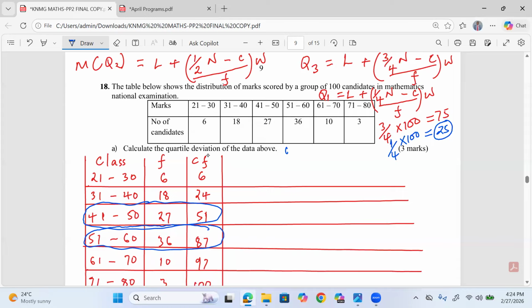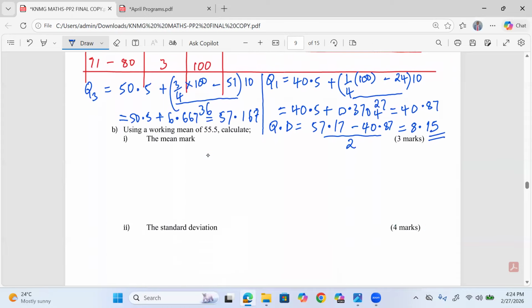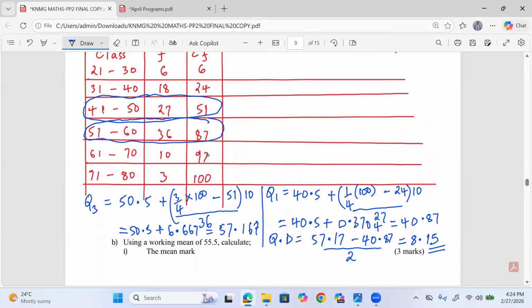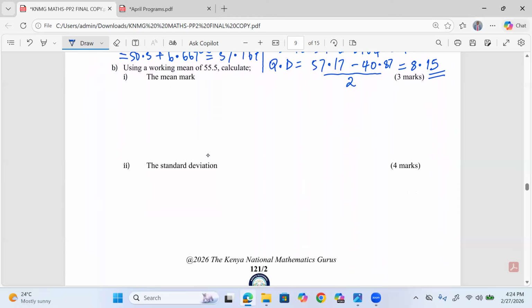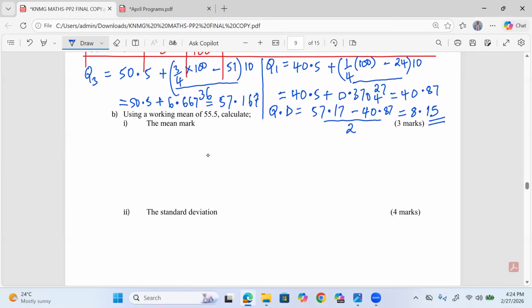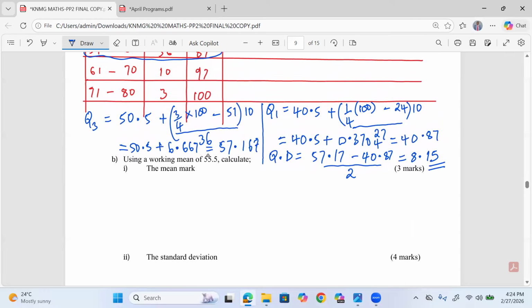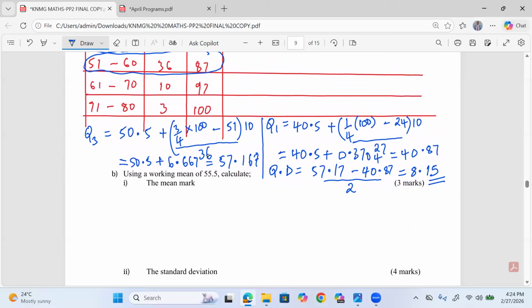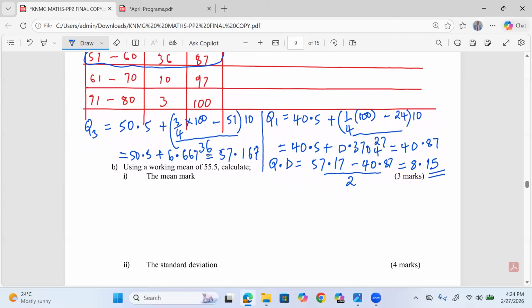We are now going to part B of this question. Yeah, you can see we have some space here. Part B, which is Roman 1 and 2. We're told to use a working mean. Working mean is also called assumed mean, capital A, of 55.5. Then we calculate the mean mark and also the standard deviation.